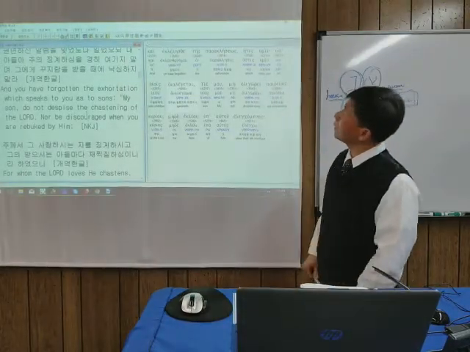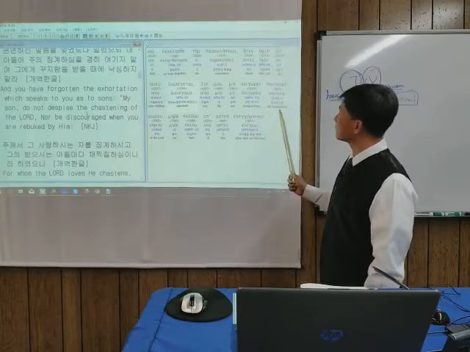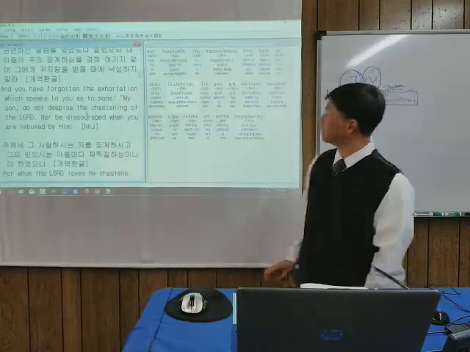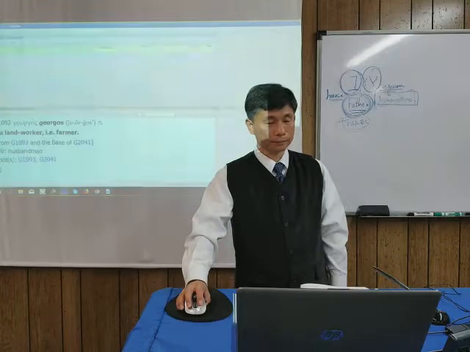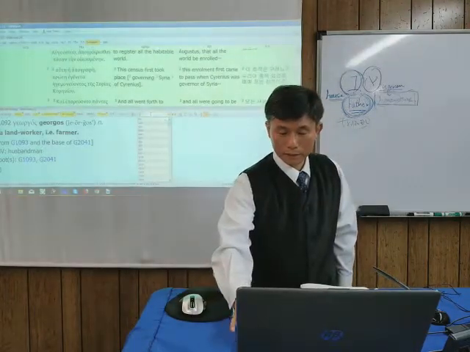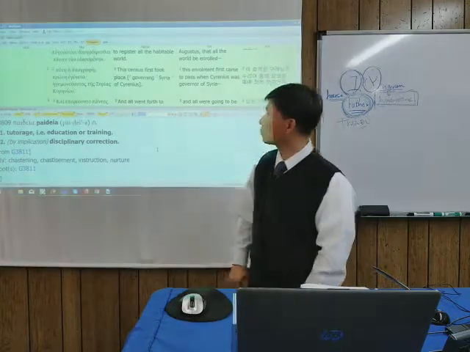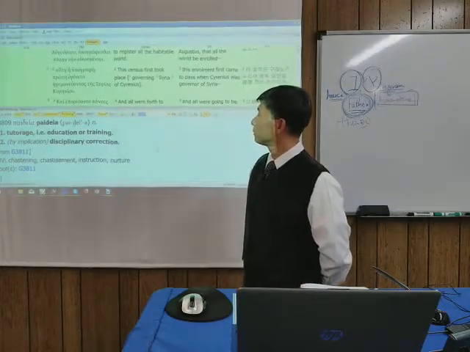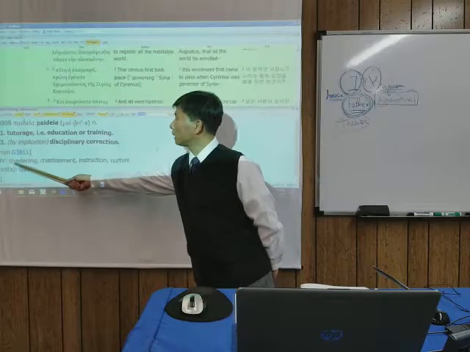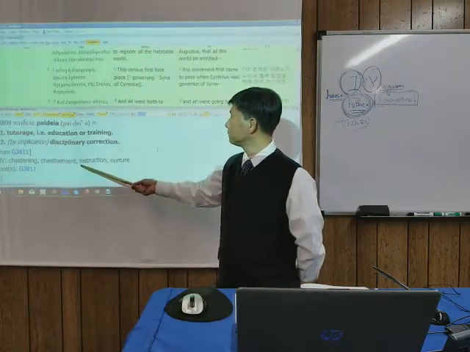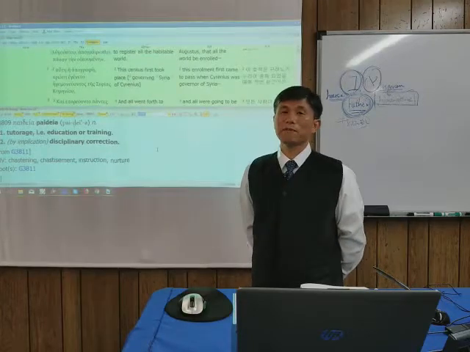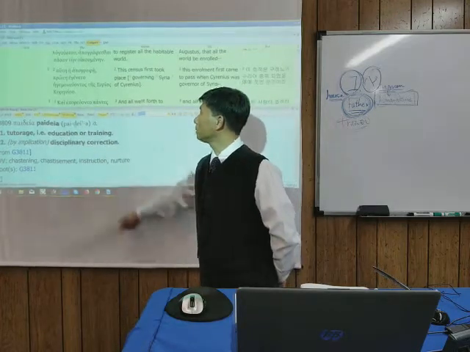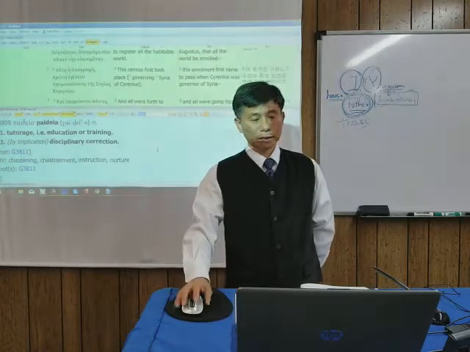Paideia, paideia. And King James translates paideia as chastening, right? Chastening. Paideia is the education. Paideia is the training. 3809, we can look at the dictionary. 3809. Paideia: tutorage, education, training, and then disciplinary correction. So King James translates this as chastening, chastisement, instruction, nurture. Okay? The Father provides the nourishment. The Father provides the training. The Father provides the education.